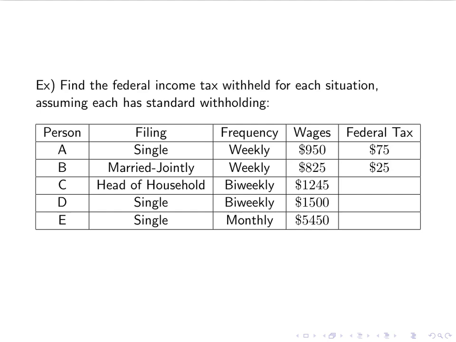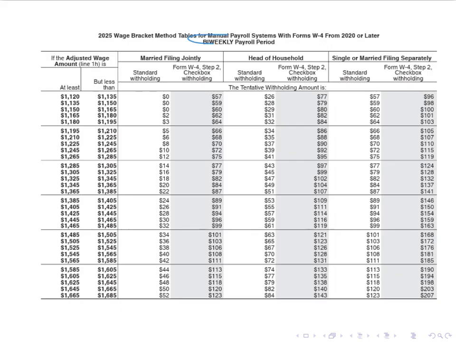So you have $75 for the first one, $25 for the second one. The next two are bi-weekly. So we're going to find head of household $1,245 and single $1,500 on the next table. So again, we've got bi-weekly here. So the head of household is in the middle, again, standard withholding, and the dollar amount was $1,245.